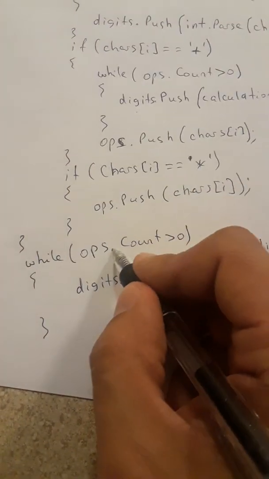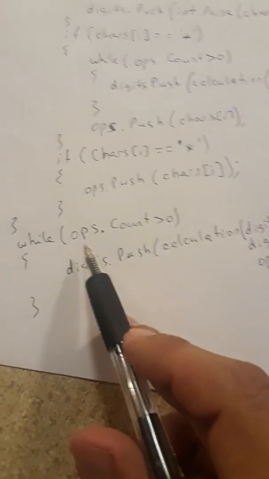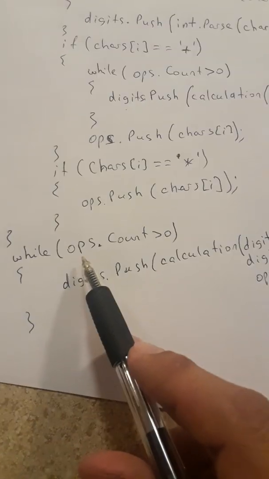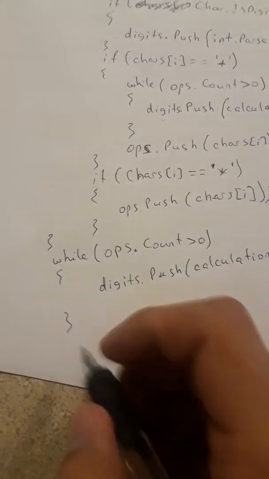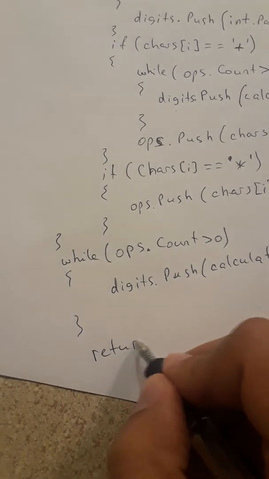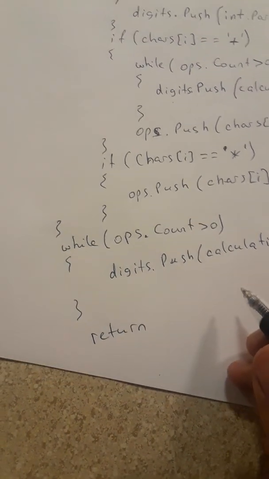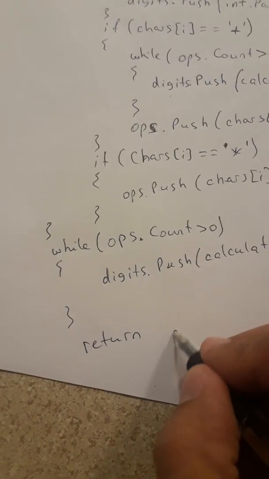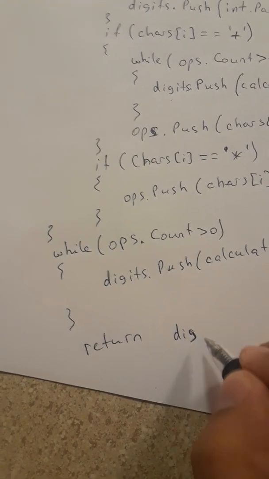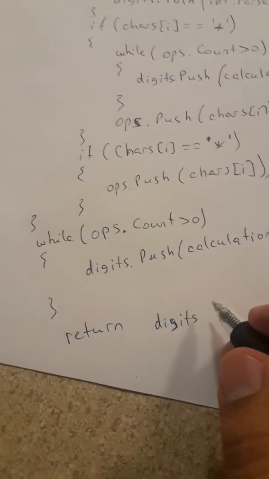After we use all operators from the operator stack, we'll just return one element from our digits stack, which will be our final result.